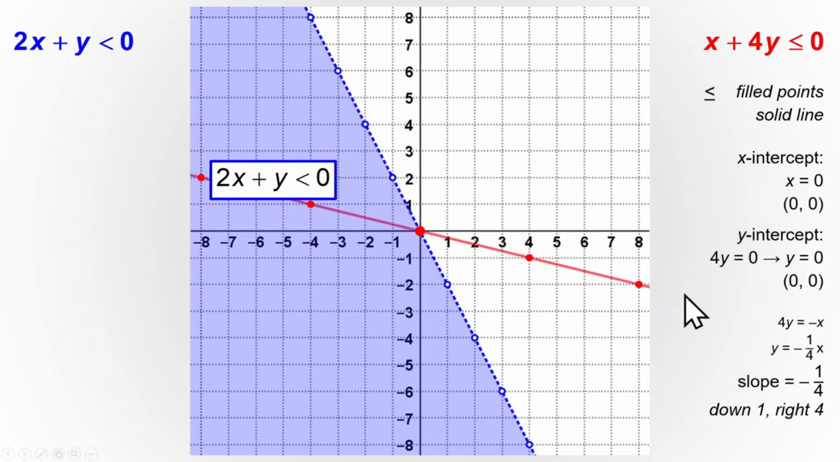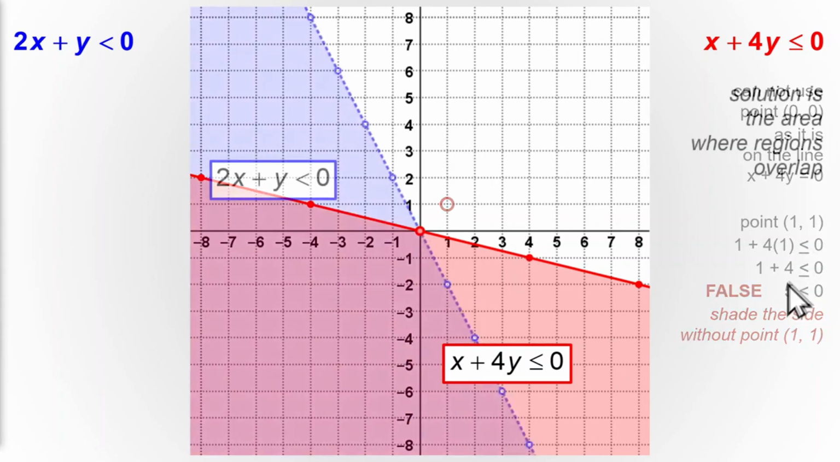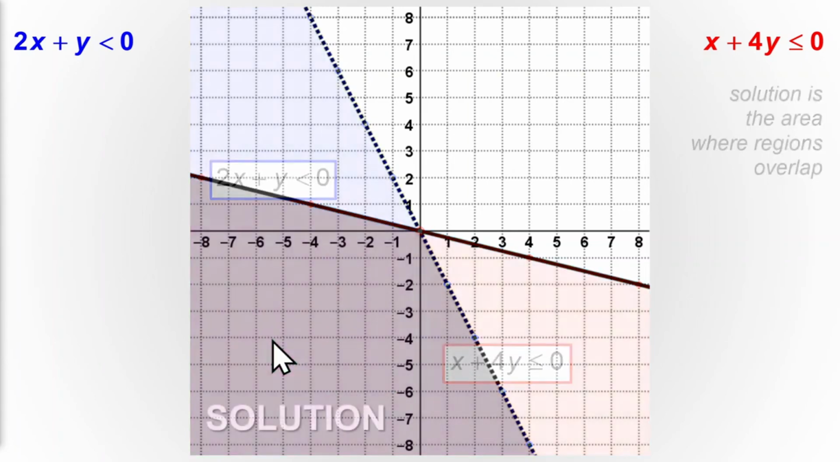We'll draw our line and realize I can't use 0, 0 again because, again, it's on the line. So I went back to 1, 1. 1 plus 4 times 1 is 5. 5 is not less than 0. Did not shade this side, therefore I shaded the bottom left again. Now we'll take our red region, which represents the second inequality, place it on top of our blue region, which represents our first inequality, look at the purple section, which is where the regions overlap, and realize that's our solution to this particular system, right there.